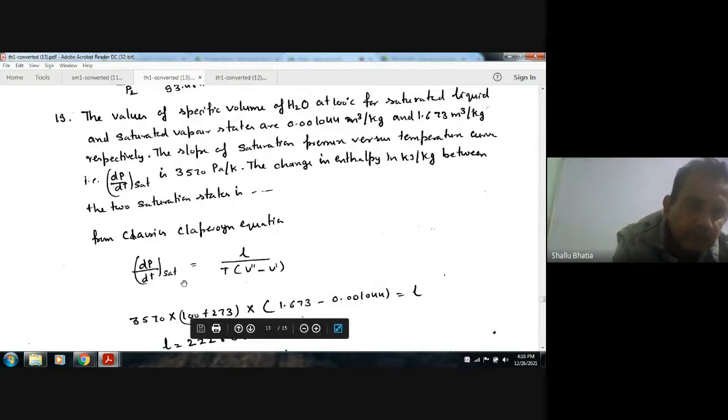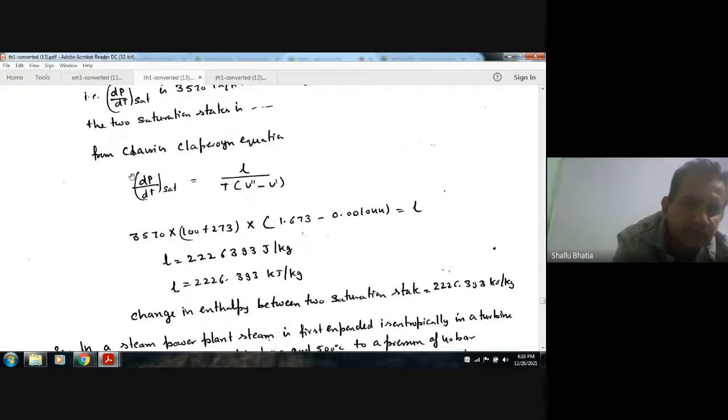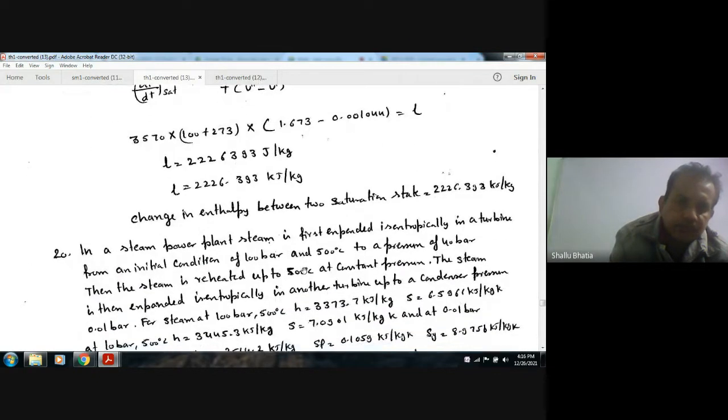T is 100 degrees Celsius, or 100 plus 273, and V double dash minus V dash is 1.673 minus 0.001044. So all the data are again given. You have to learn this formula. So L is 2226393 joules per kilogram, or 2226.393 kilojoules per kilogram.